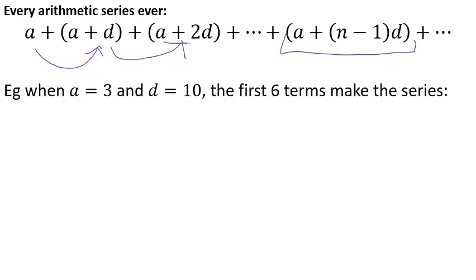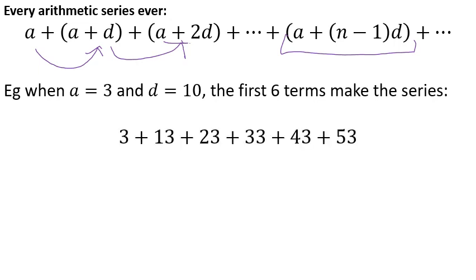For instance, if I set a value for a and a value for d, we could generate this particular series. We can see that each of those terms corresponds to the expression above. 13 is 3 plus 1 lots of 10. 23 is 3 plus 2 lots of 10. So the third term is the first term plus 2 lots of the common difference. And at each point, the number of d's that you've added is just 1 less than your current position.